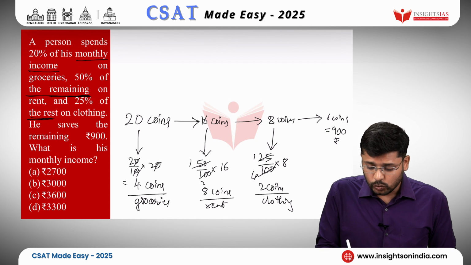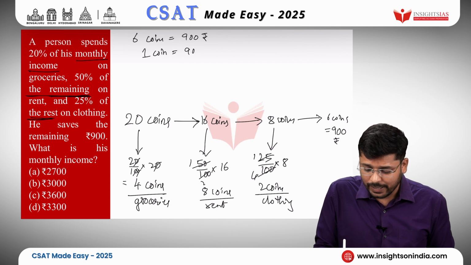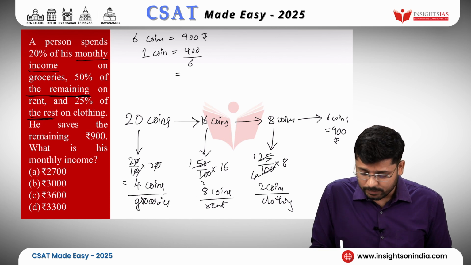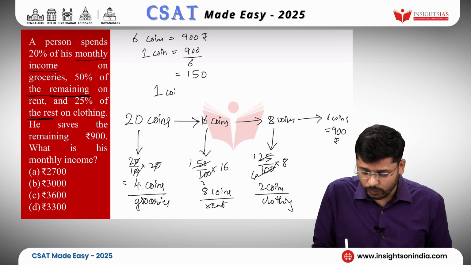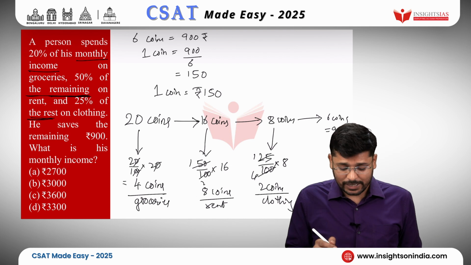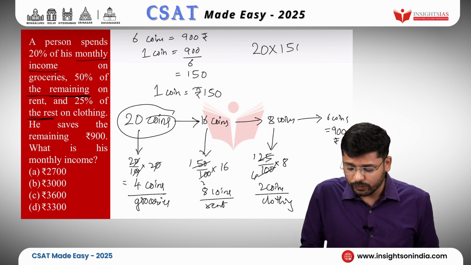So 6 coins are equivalent to 900 rupees. So 1 coin is equivalent to how much? 900 by 6, and that is how much? 6 1s are 6, 30, 6 5s are 30, and 0. So 1 coin is equal to 150 rupees. What is his monthly income? We assumed it to be 20 coins, right? So his monthly income is 20 into 150. How much? It is 3000 rupees.